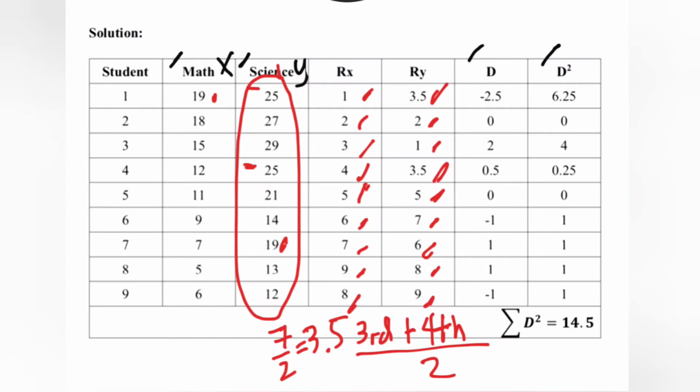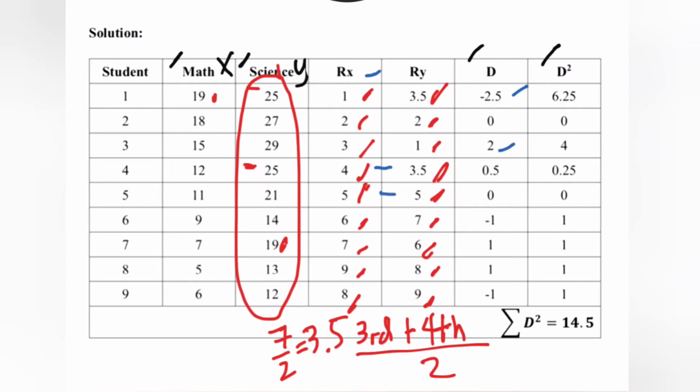Okay. We have gotten all the rankings. We have ranked our X values and our Y values, math and science. Since we have the ranks, let's proceed to the so-called difference. In the difference, all we do is subtract the rank of Y from the rank of X. So, 1 minus 3.5, the answer is negative 2.5. 2 minus 2, 0. 3 minus 1 is 2. Okay? And then, 4 minus 3.5 is 0.5.